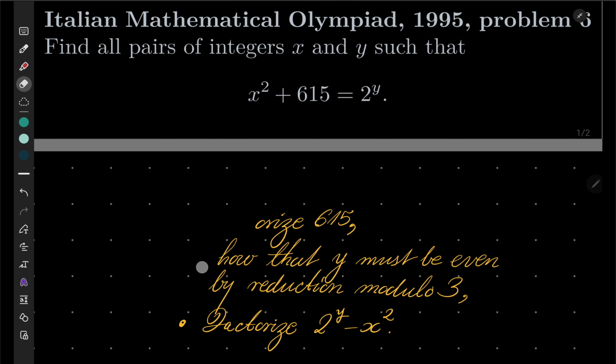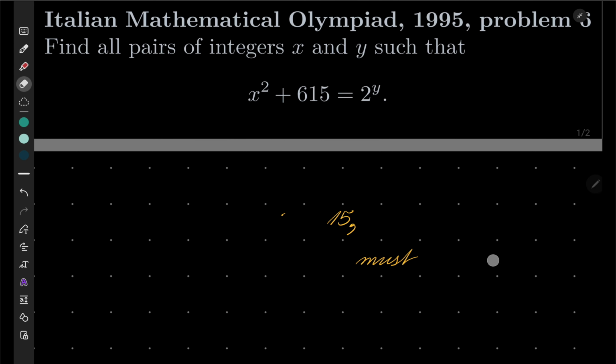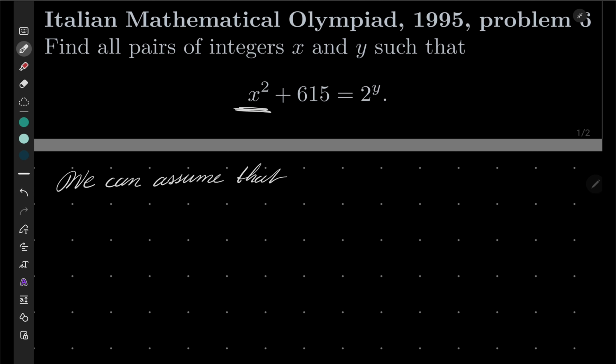Okay, so I hope that you came up with a solution. I will present now my solution. So first of all, here we have x squared, so our pairs of solutions will come with x and minus x as well, because the sign of x doesn't matter. So we can assume that x is non-negative for now.